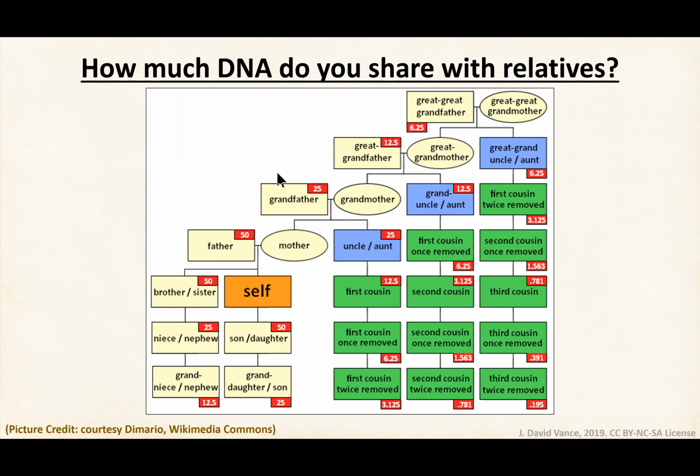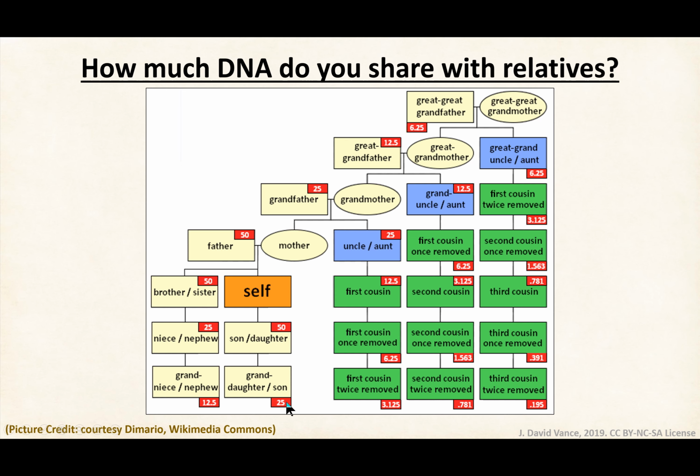and what you might share with different relatives. So your father and your mother each give you around 50% of their DNA. Your brother and sister, you actually share 50% of your parents' DNA with them, so they share 50% with you. As you start having children and they start having children, you share 50% with your own son and daughter, the same way as you did with your own parents.